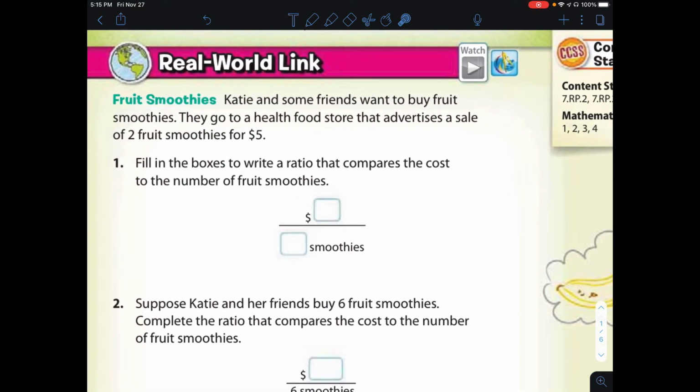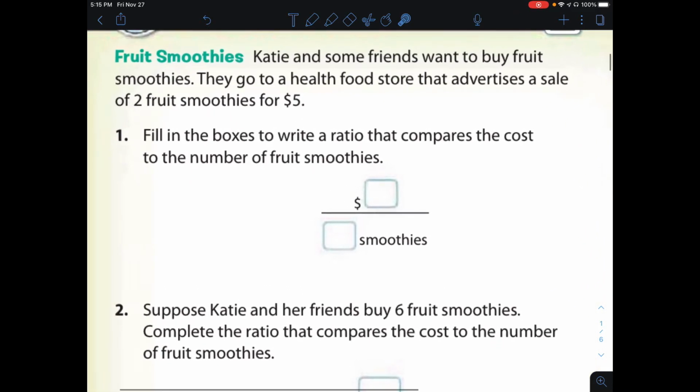Katie and some friends want to buy fruit smoothies. They go to a health food store that advertises a sale of 2 fruit smoothies for $5. So this is what we need to look at: 2 fruit smoothies for $5. Fill in the boxes to write the ratio that compares the cost to the number of fruit smoothies.